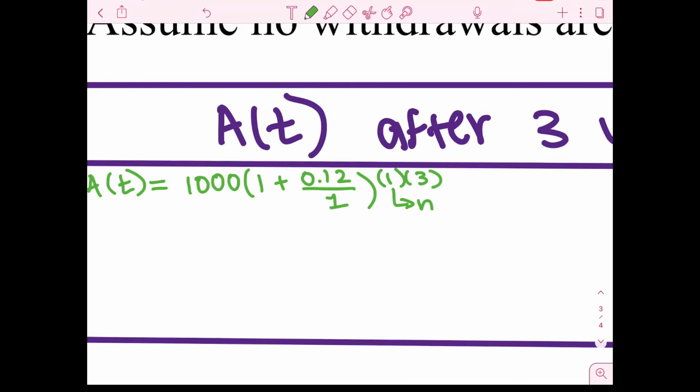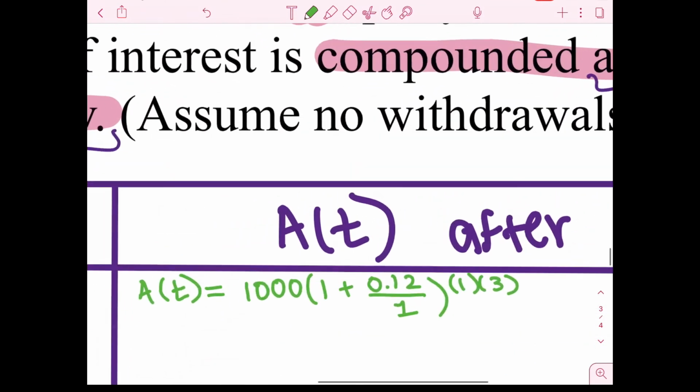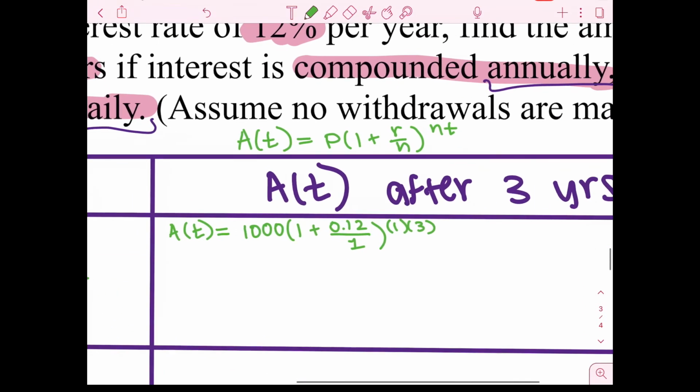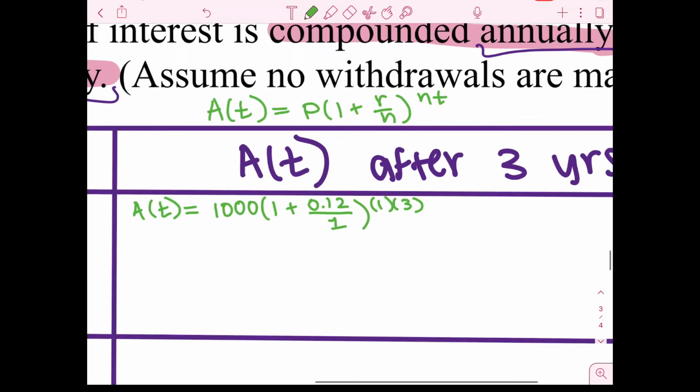Hopefully you guys are sticking with me throughout this. I will also write the equation up here so that you guys can refer to it. P times 1 plus R divided by n to the power of nt. Perfect. So now you can just match up the variables.